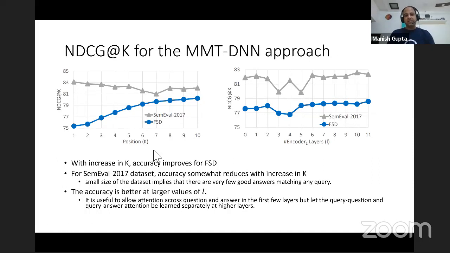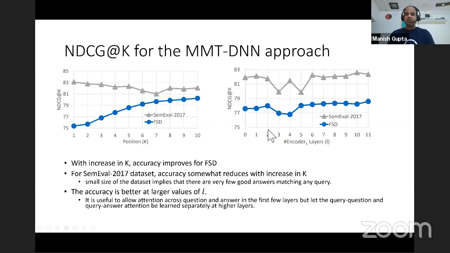Again, this chart shows the NDCG at K values for our approach. It's intuitive in the left chart that as you increase the position, your NDCG at K improves, which is great for the FSD dataset. But for the SemEval dataset, somehow that doesn't happen. And we were wondering why. Then we realized that SemEval is a very small dataset, so it does not really have too many matching questions for a particular query. So as you increase K, the nearest neighbor that you get gets too far away, and therefore the NDCG does not really seem to improve for the small dataset.